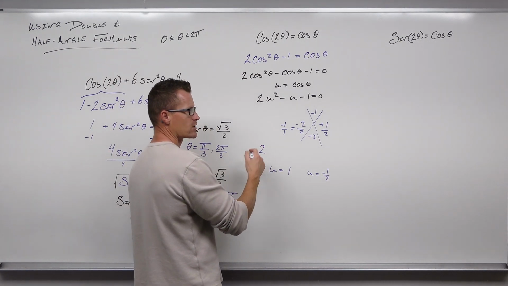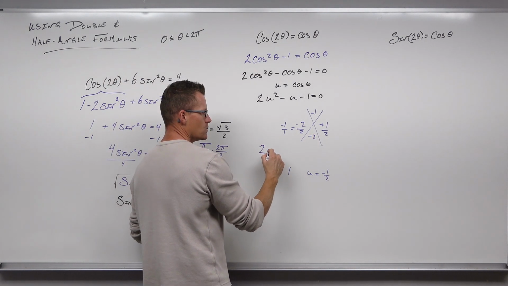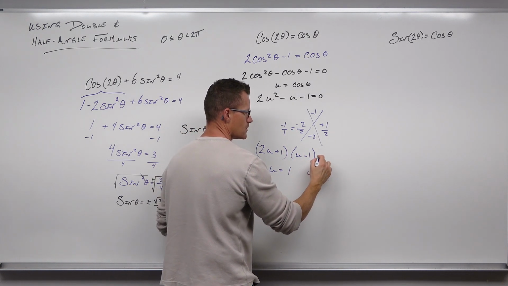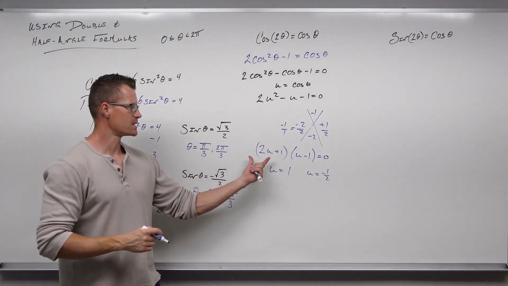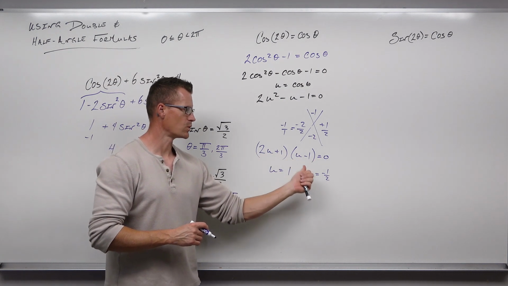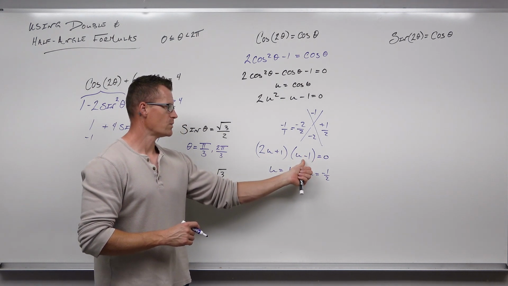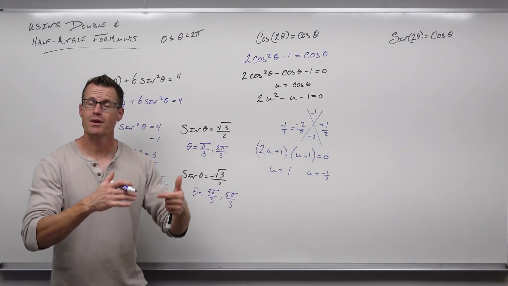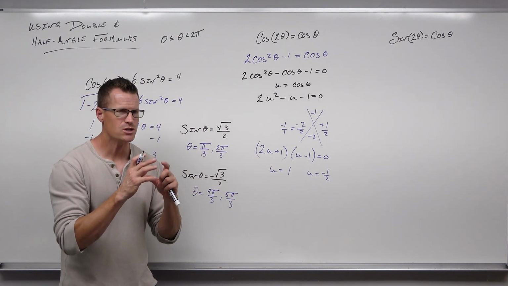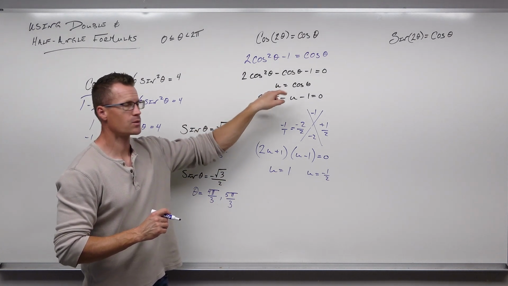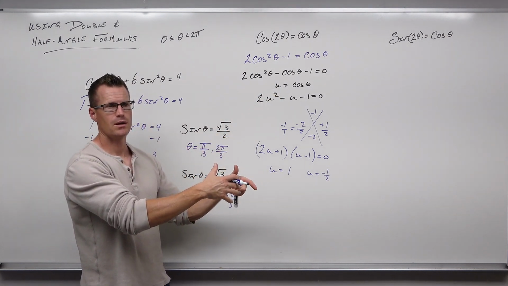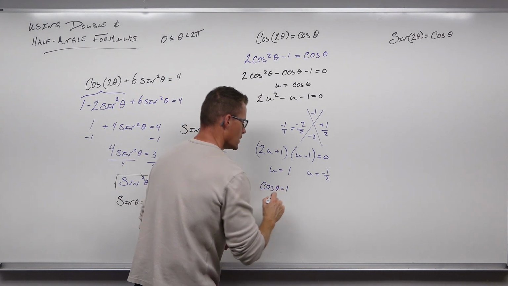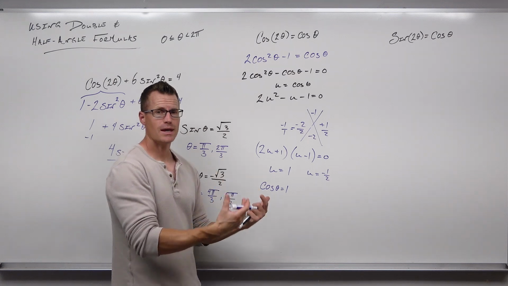If not, if you like the factoring better, you can do 2u plus 1, 1u minus 1 equals 0. And you can probably see this. 2u plus 1 equals 0 would give you negative 1/2. U minus 1 equals 0 would give you positive 1. We're not done, but we're very close. Remember that we use this substitution here. So what is u really? U is really cosine theta. So if u equals 1, that means cosine theta equals 1. And if u equals negative 1/2, that means cosine theta equals negative 1/2.